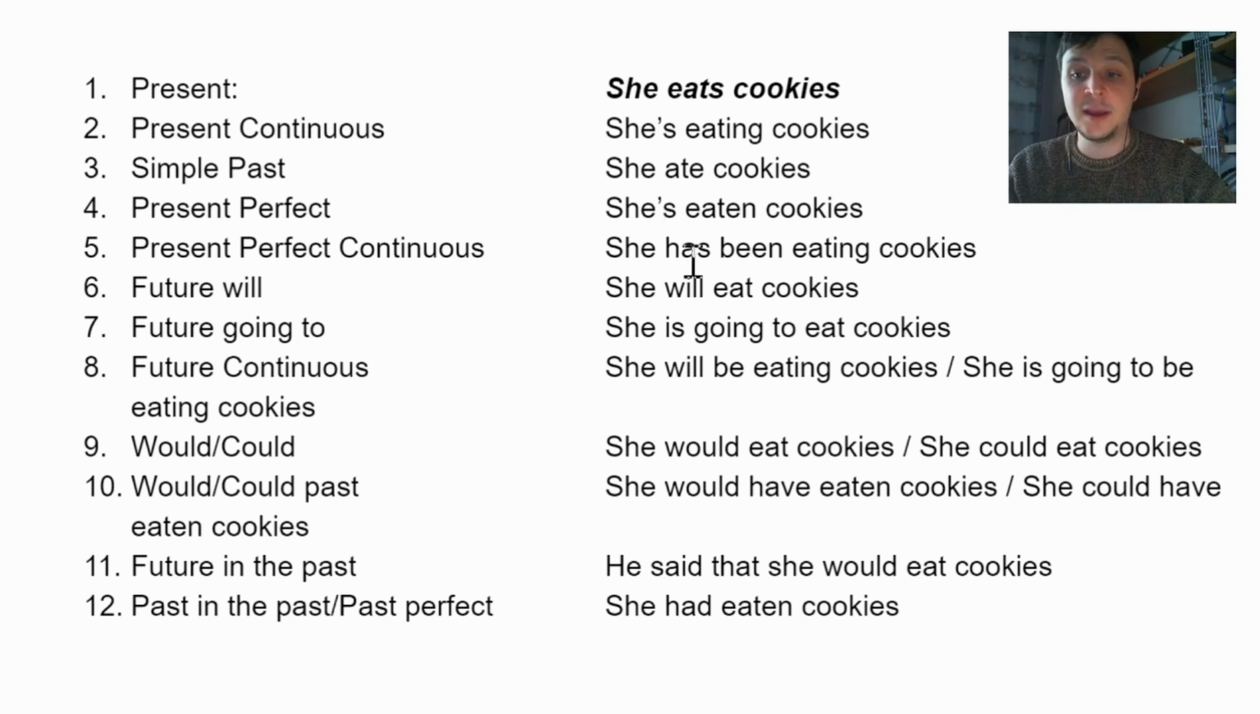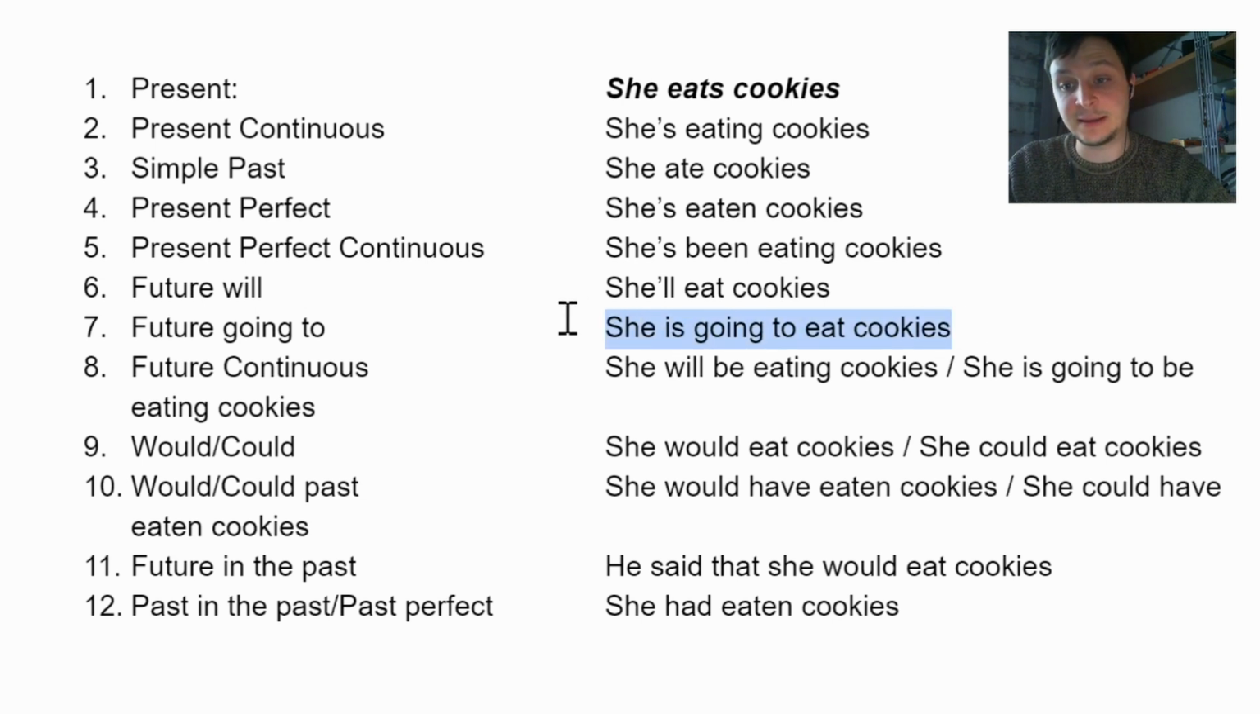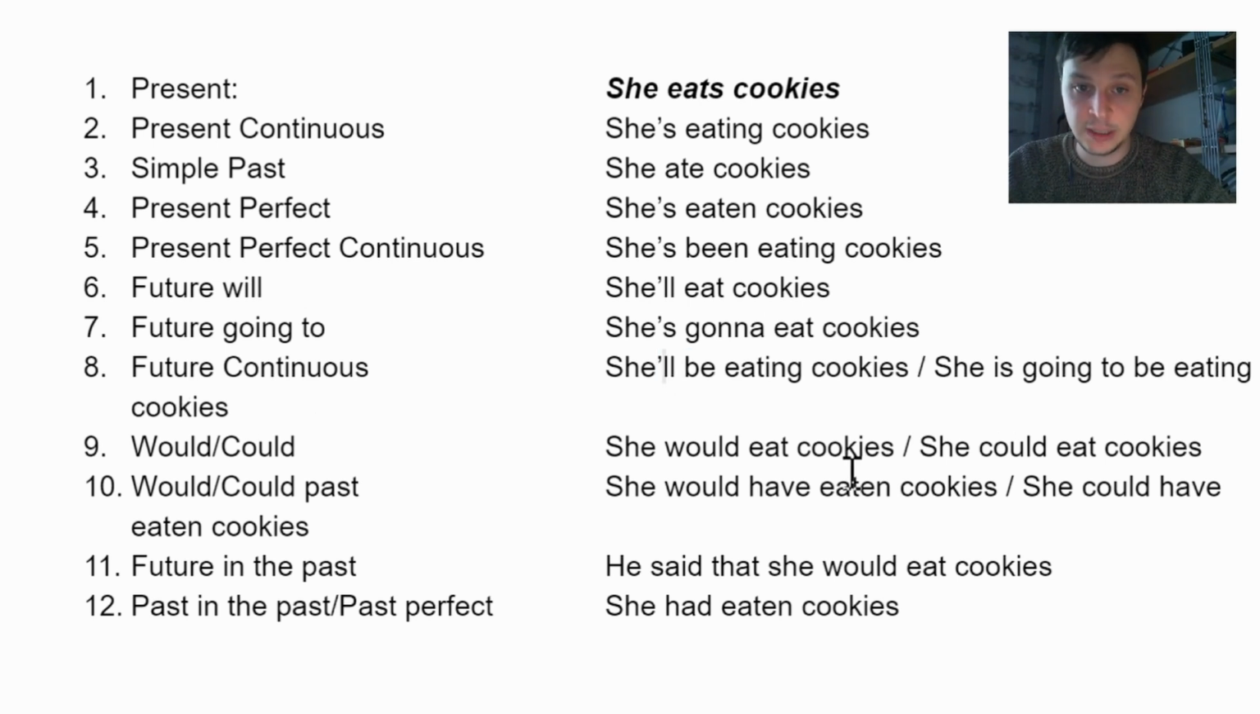She's eating cookies. And again, we can do it here. She's been eating cookies. She will eat cookies. Can we change that? Yes. She'll eat cookies. This one we can abbreviate a lot. So first we can abbreviate this, she's, and we can abbreviate going to, which will become gonna. She's gonna eat cookies. Let's continue more abbreviations. So will can become she'll. She'll be eating cookies, or same thing here, she's gonna be eating cookies.